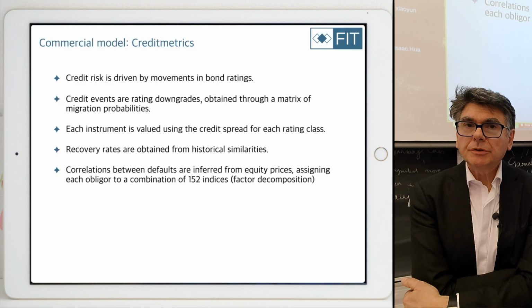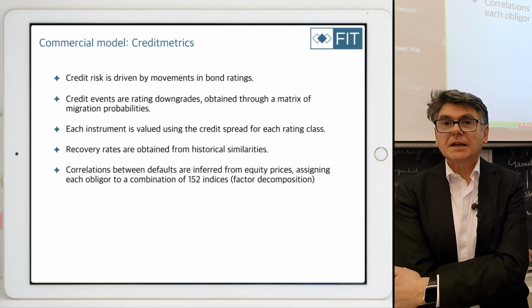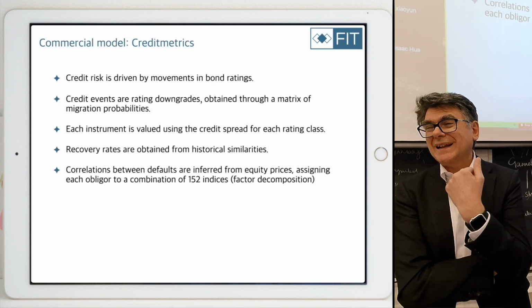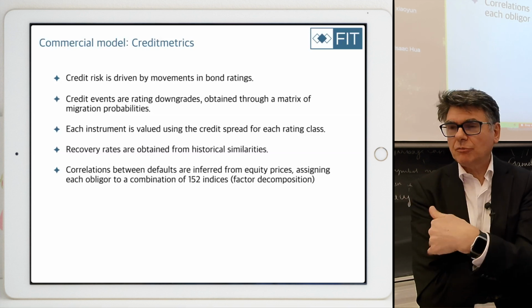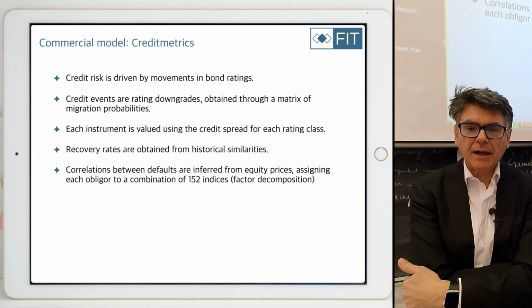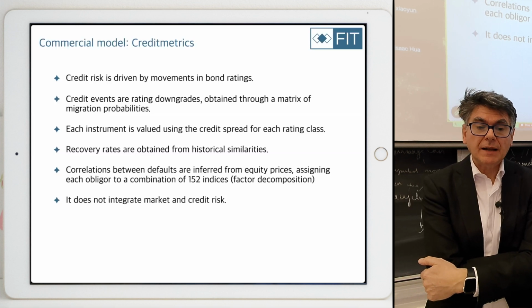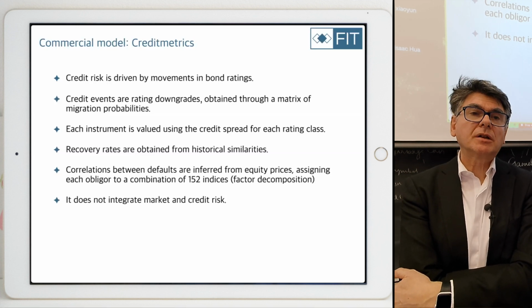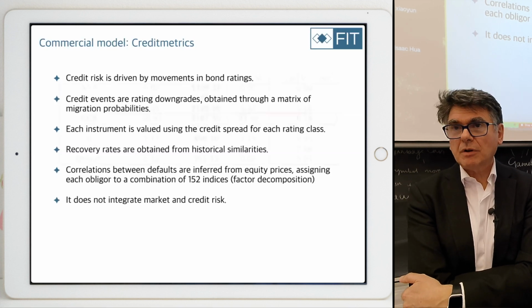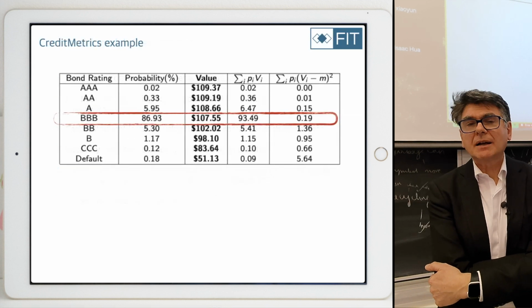I want to show you two calculations that I did for CreditMetrics from which you can extrapolate how it works. I don't have time to explain all of it. I just want to give you a summary of that. And I want to show you how correlations are done, but I will show you the actual example of that. And something very important, it does not integrate market and credit risk. It's one of the things that makes it work. I have an example to show this.